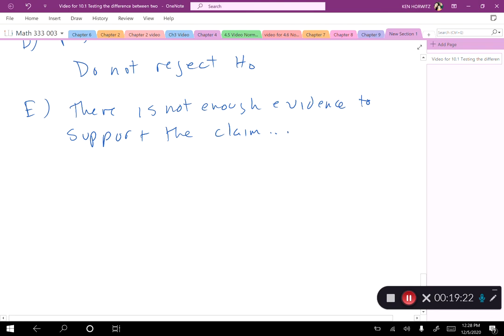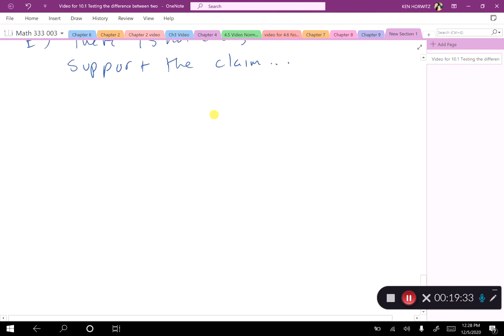Dot, dot, dot. Again, tie it back in to the context of the problem. Okay, so the last thing that we can do in this section is we can use the difference of two means to get confidence intervals. All right, so we did confidence intervals in chapter 8. But they can come back around again.